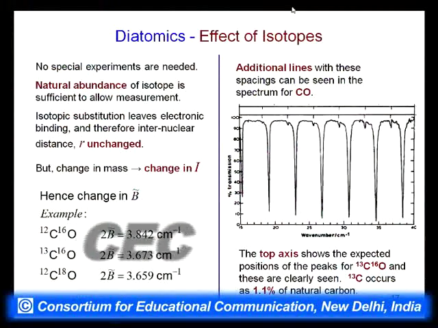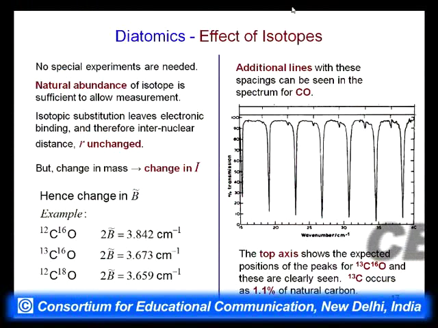Now, the interesting thing is that you do not need to do any other special experiment for this. The natural abundance of the isotope is enough. We did not take any enriched sample of carbon monoxide. We just took the normal sample of carbon monoxide, which already contained some amount of the 13C isotope.